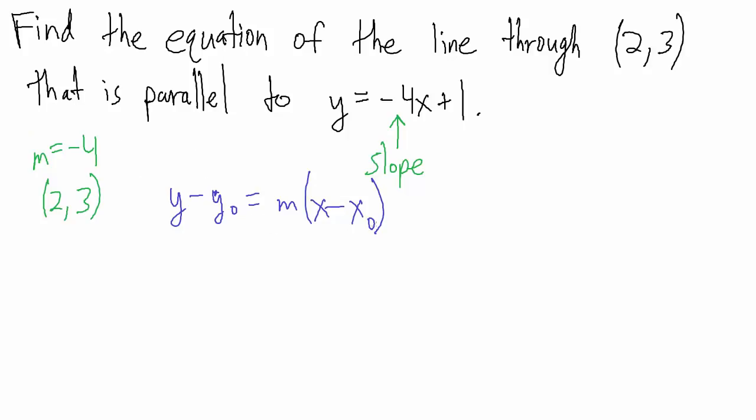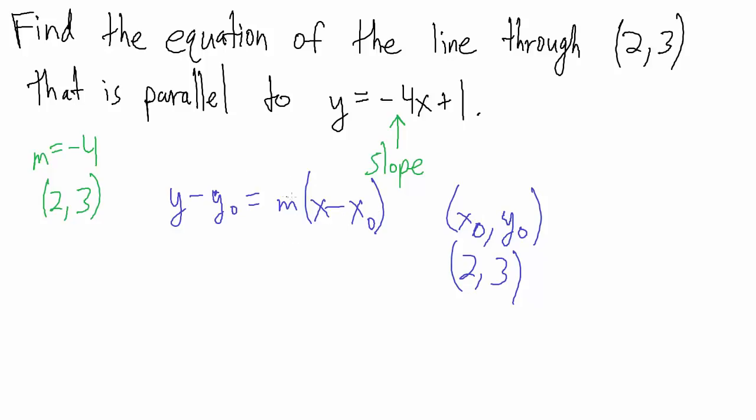And what's y0, what's x0? Well, the way this formula works, the point (x0, y0) is actually a point on the line. Now, do we have a point on the line? Yes, it's (2, 3). So in our case, x0 is 2, y0 is 3, and again, m equals negative 4. This is called the point-slope form equation of a line, because you have to have the slope of the line and one point on the line, (x0, y0), to use this formula.